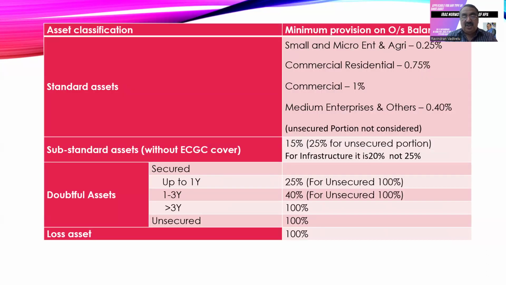And this is a provisioning. That is for substandard. This is a provisioning. Standard also you have to make the provisioning. Doubtful also you have to make the provisioning. And for loss assets, you have to do the 100% provision.